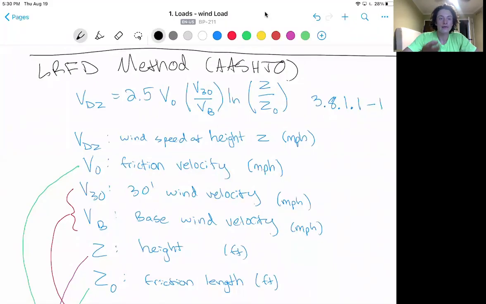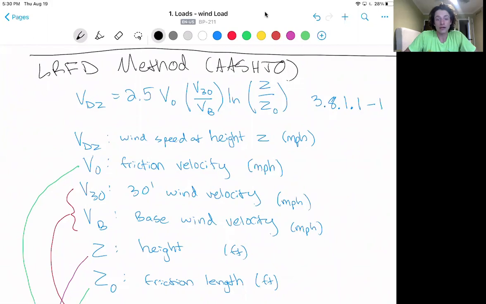Hello. In this third section, we are going to discuss the LRFD method, or the load reduction factor design method. And this is what is presented in the AASHTO 2012 specifications that have been attached throughout this section and will be attached throughout this course. Equation 3.8.1.1-1 is for the wind speed at height z. And this is within section 3.8 that discusses wind loads.